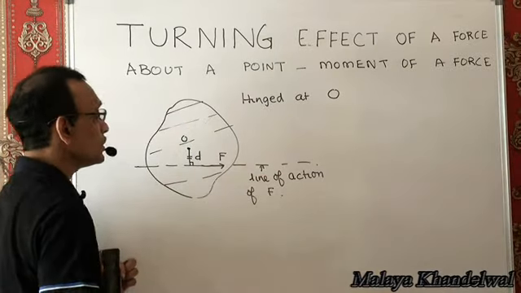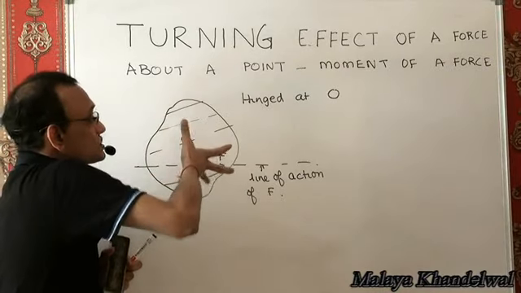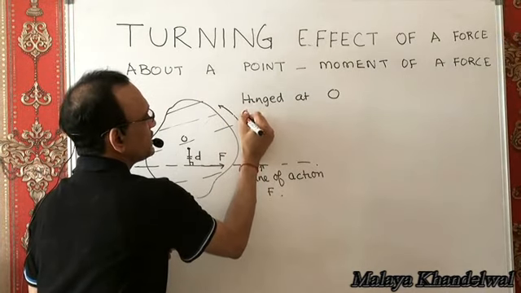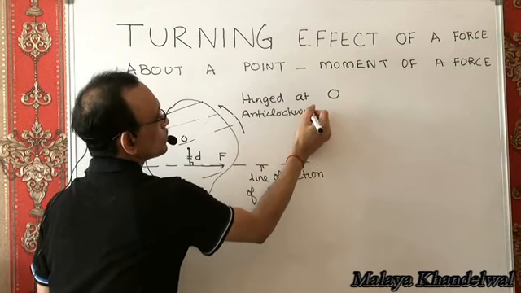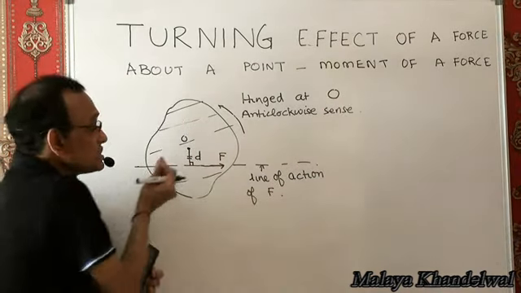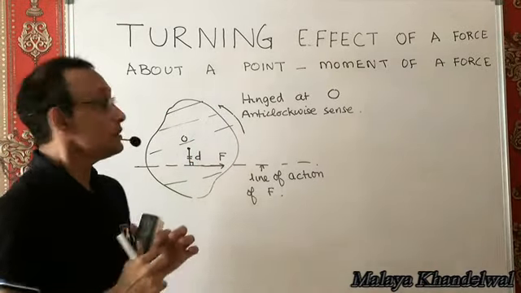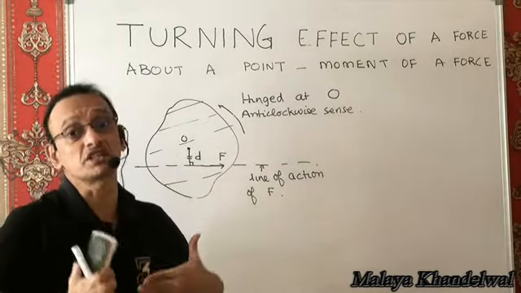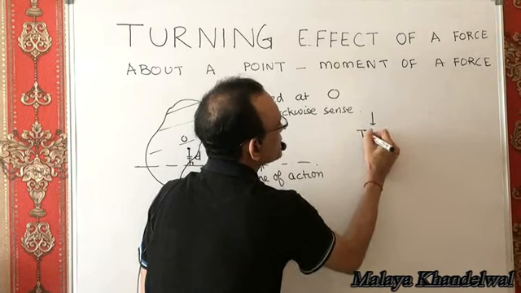Right? Now, realize that this F causes the body to rotate in this sense. What sense? An anti-clockwise sense. This causes the body to rotate in an anti-clockwise sense. Very clearly, what has this force done? It has produced what is called a turning effect. There is a turning effect produced by this force.